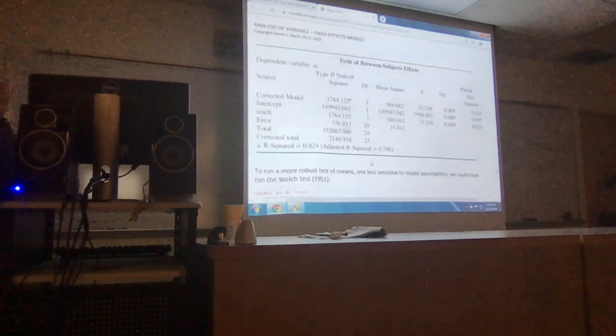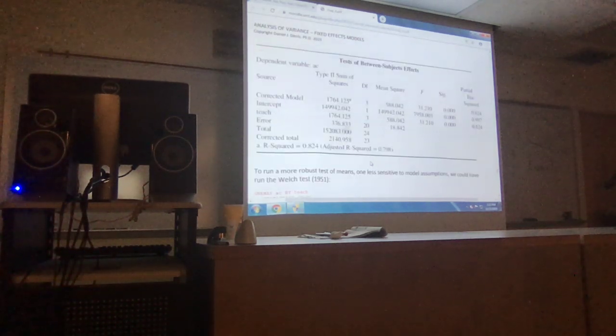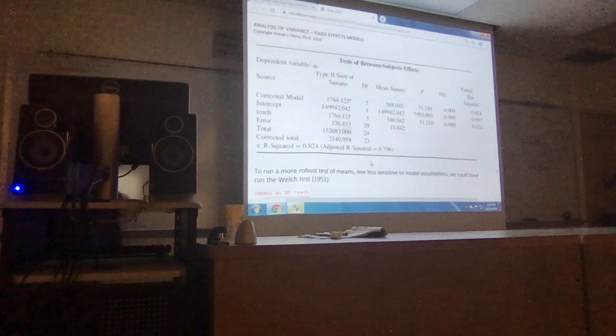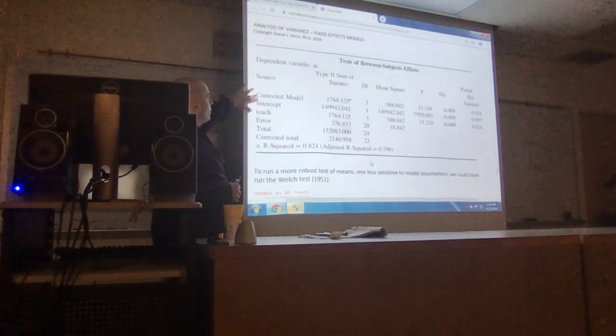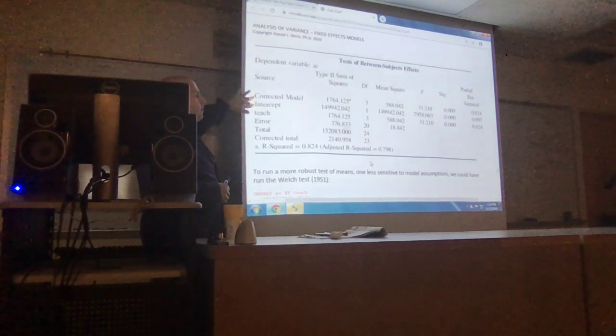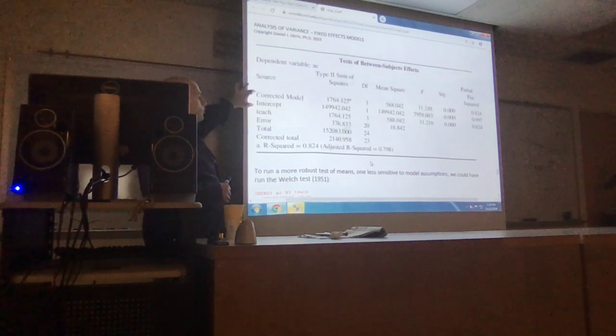And there's your output for SPSS. We gotta talk about what partial eta squared is after the break, but we can see that there's an effect for teach. The other stuff we're going to be unpacking as we go, corrected model, intercept, those things we need more regression knowledge to understand what those really are.